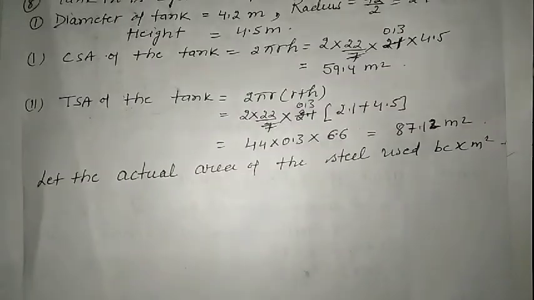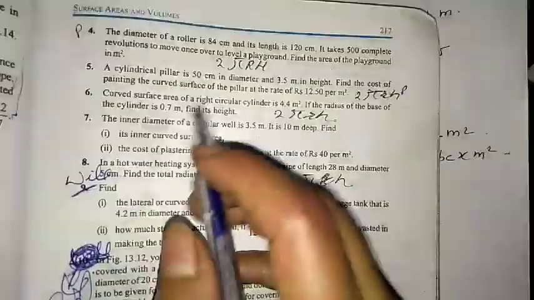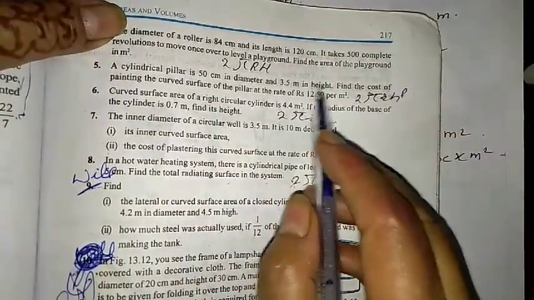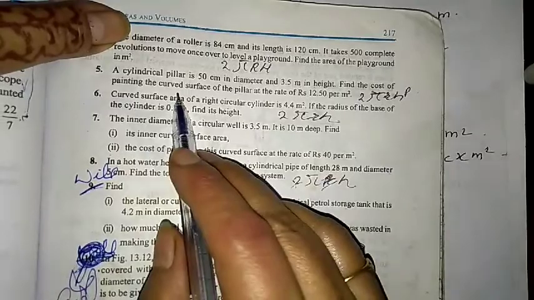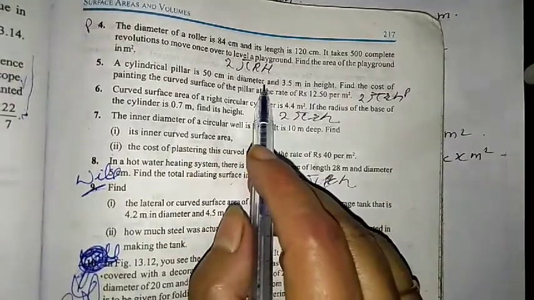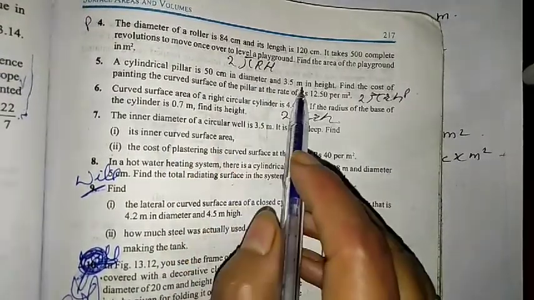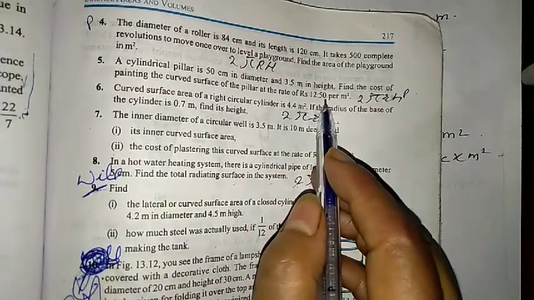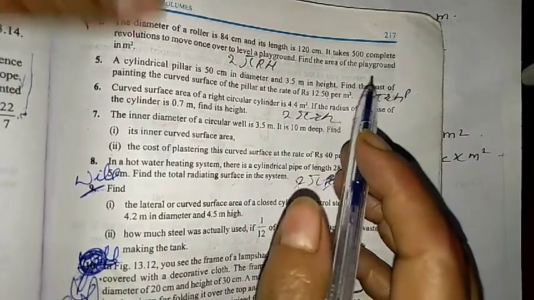Okay, now the next question is there. We can do this question. Fifth question, a cylindrical pillar is 50 centimeter in diameter and 3.5 meter in height. Find the cost of painting the curved surface area. So radius we can find, height is given, so we can find the CSA and then multiply this by 12.50. So we can do this.